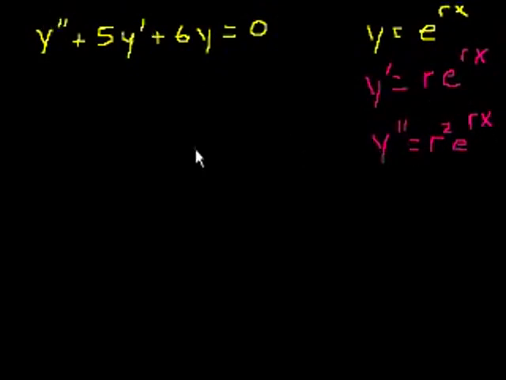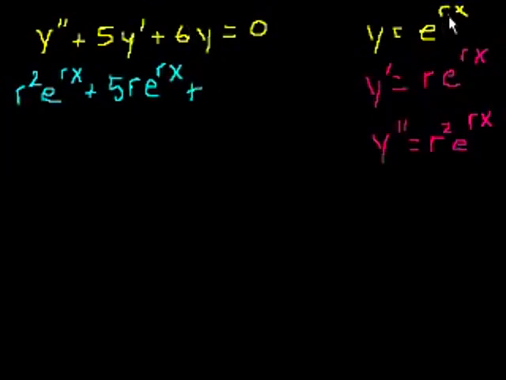And now we're ready to substitute back in. And I will switch colors. So y, the second derivative, that's r squared times e to the rx plus 5 times the first derivative, so that's 5r e to the rx, plus 6 times our function, 6 times e to the rx, is equal to 0.